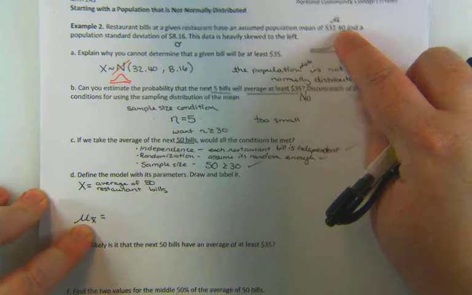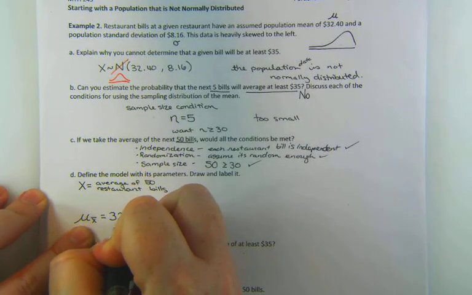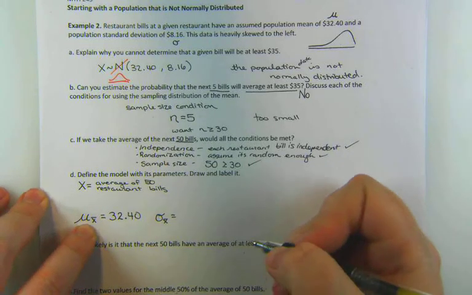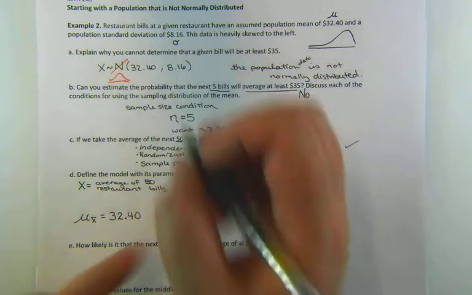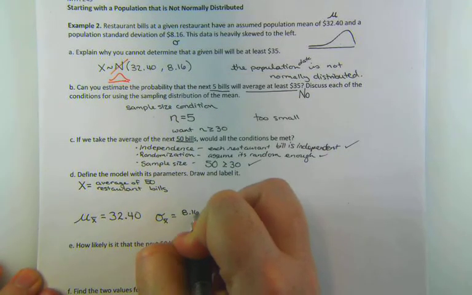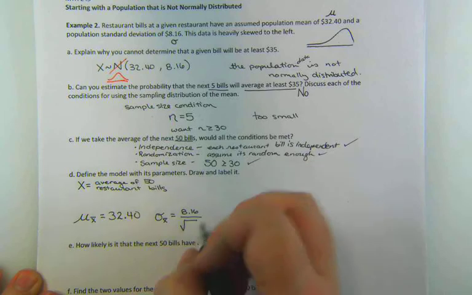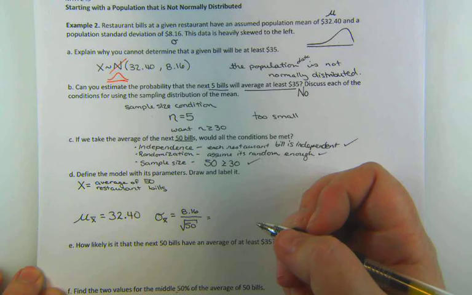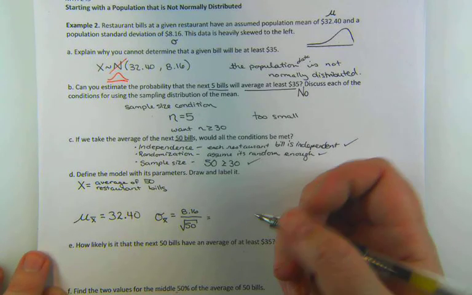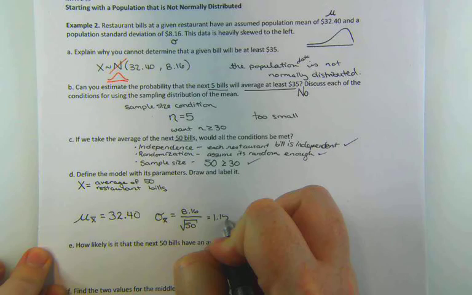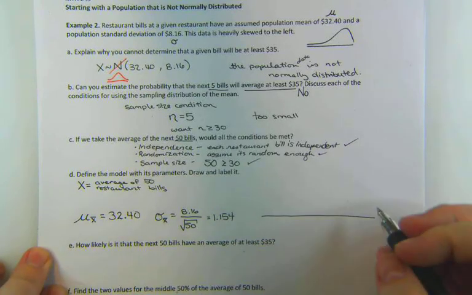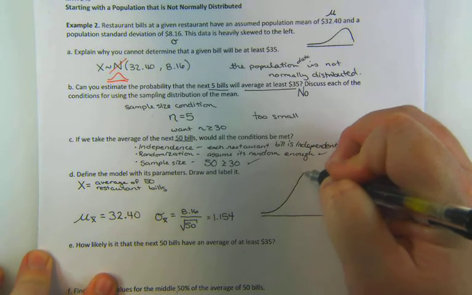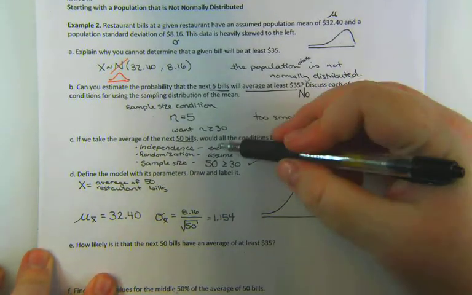And for our mean, so for the center of our distribution, the mean of the means, again, this is just our population mean. So we just grabbed that $32.40 that was given to us at the beginning. And then for our standard deviation, this is where we calculate: you take the population standard deviation, so that 8.16, and divide by the square root of sample size, which is going to be 50. And this is going to give us a standard deviation of 1.154.